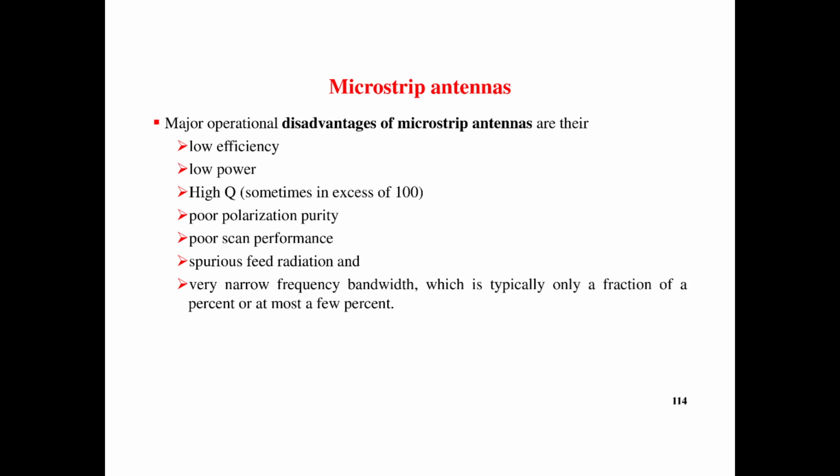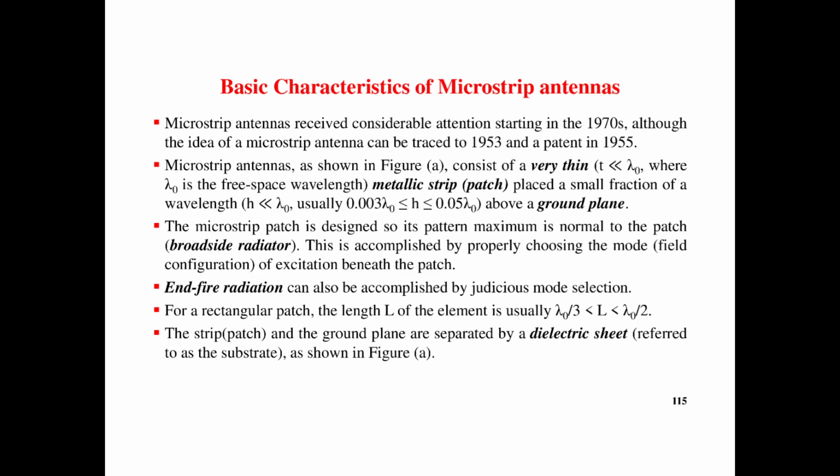The disadvantages of microstrip antennas are low efficiency, low power, high Q, poor polarization, poor scan performance, spurious feed radiation, and very narrow frequency bandwidth, which is typically only a fraction of a percent or a few percent.